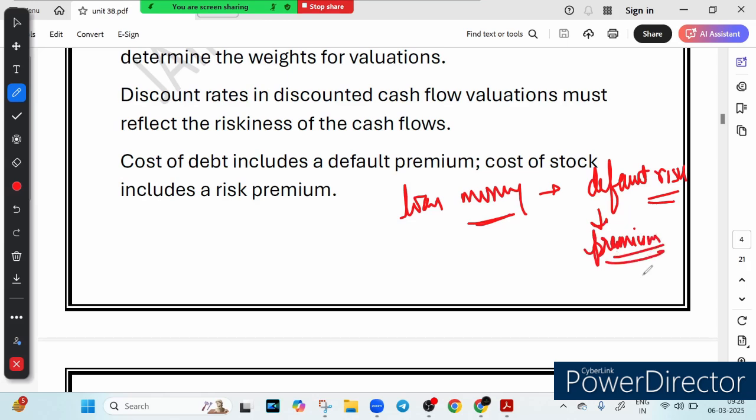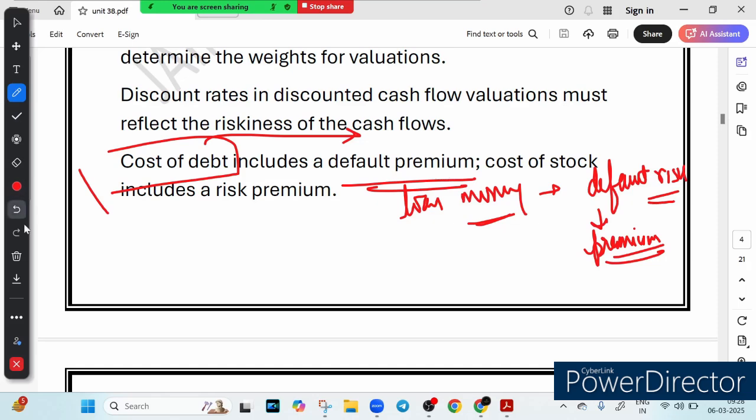Again, I am repeating: when I say cost of debt, it simply means lenders worry about default risk, the chance that a company won't pay back the loan, and that is why they charge a default premium, higher interest for riskier business. If a business is risky, a higher premium will be charged. So the cost of debt includes a default premium, which covers default risk.